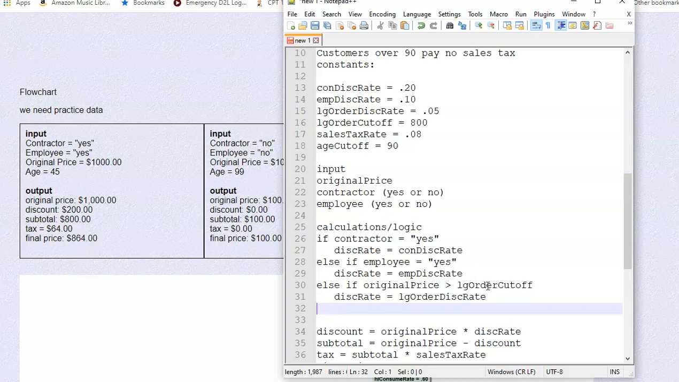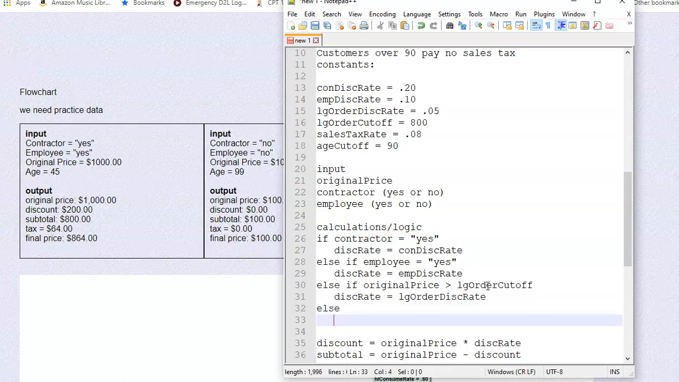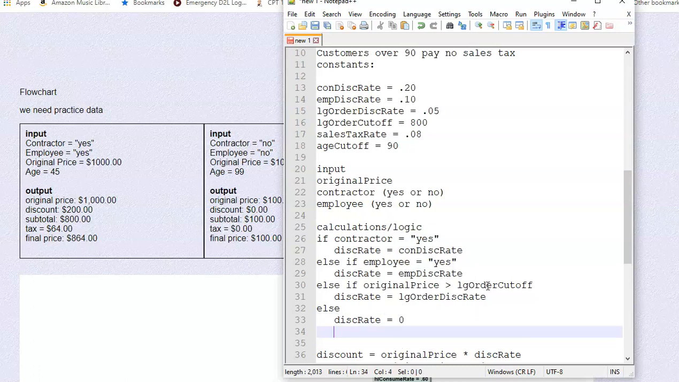Then we have one more to do because that's what happens if they have a discount. But then we'll have an else here. And for this one, we'll say that else the disk rate is going to be equal to 0. So remember, we can do that. Even though it's a number, we can put that in our logic calculation section because it's an absolute. All right, it's 0. And so that takes care of the discount.